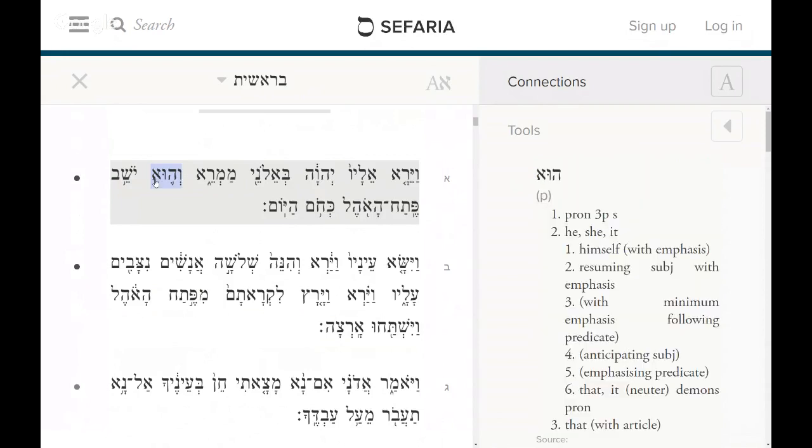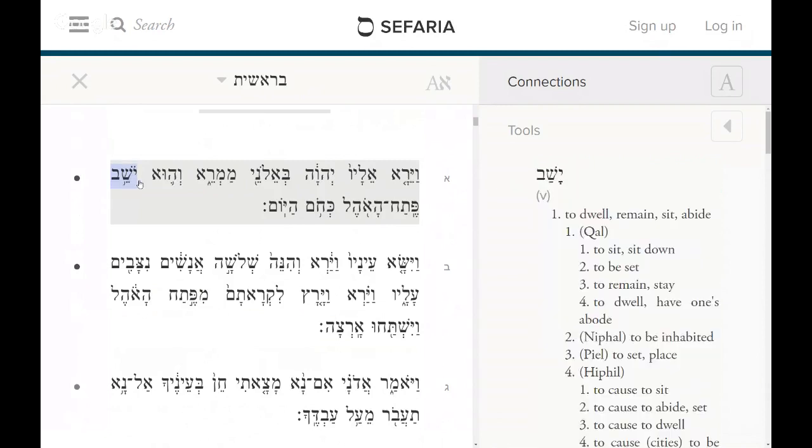Vehu, and he. So the word hu means he. Yoshev, and so here we have the word whose root means to sit. So if you were to say he sat, it would be yashav. He sat or he settled. It can be literally the posture of sitting, or it can mean to live somewhere or to settle somewhere. But yashav means he sat.